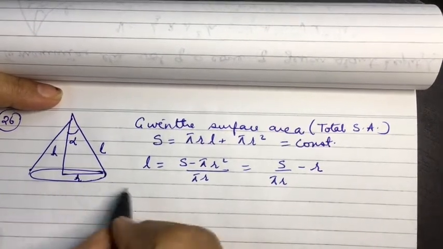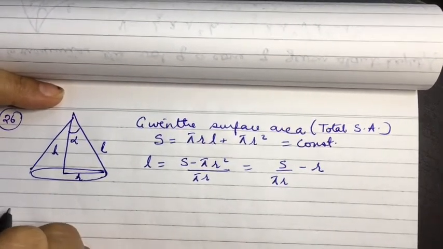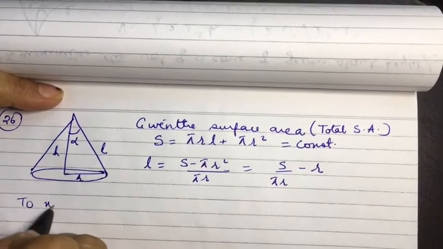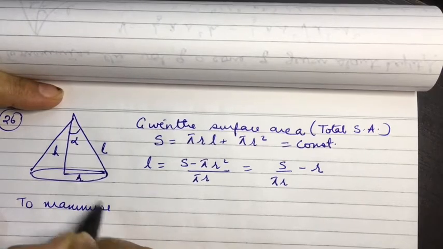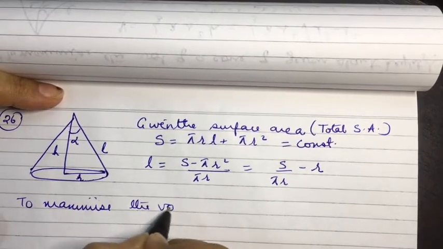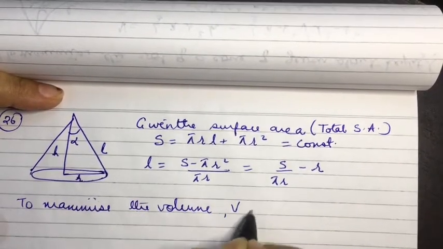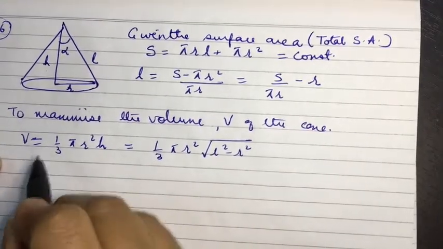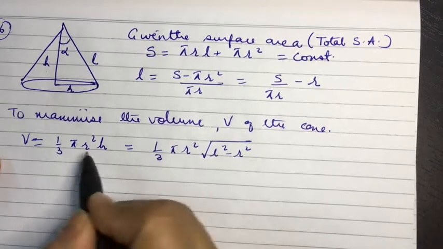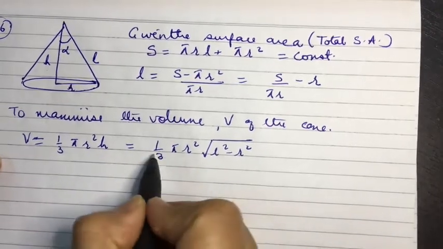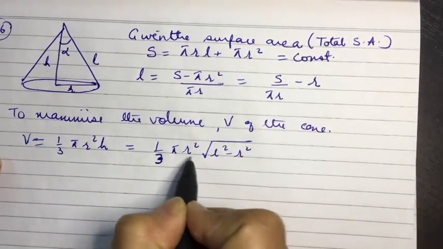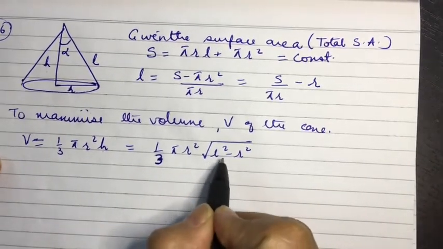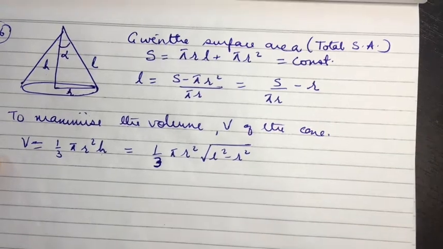Now we have to maximize the volume. To maximize the volume V of the cone, volume V equals 1 upon 3 pi r squared h, which is equal to 1 upon 3 pi r squared, and in place of h we write under root of L squared minus r squared.